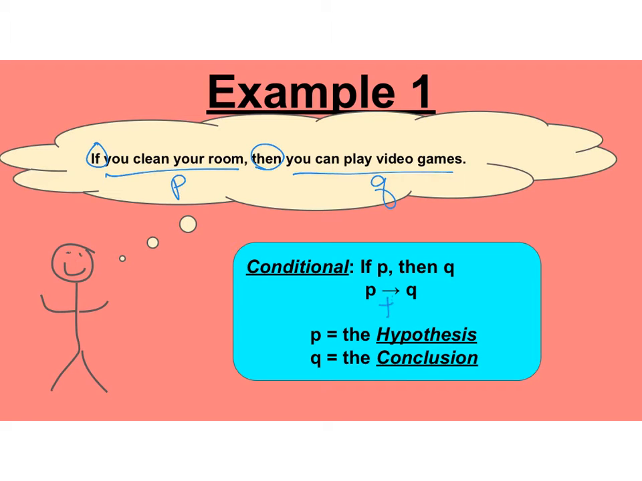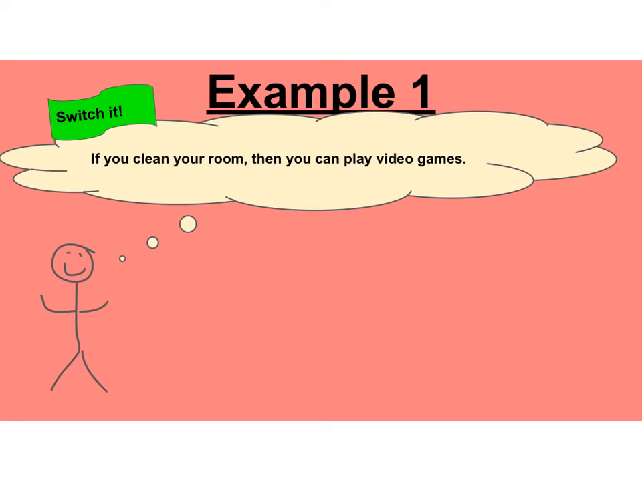The arrow means then. The P is called the hypothesis. The Q is called the conclusion. We're going to use this P and Q and we're going to change them around, but this is what you start with. This is what you have to be given. So what if I did ask you to switch the order? Well, it would read something like, if I played video games, then I must have cleaned my room.